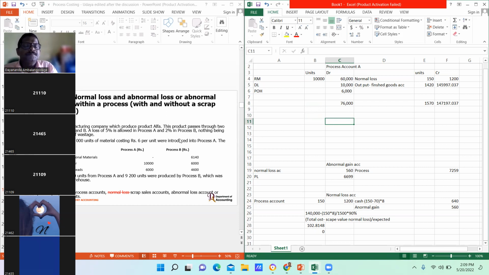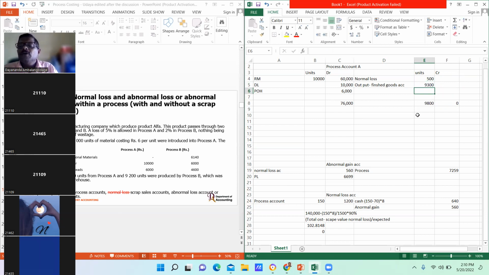What is the output? It says that 5% is normal loss. So 10,000 into 5% means how much? I think it's 500 units, right? We don't know this one, so I'm deleting this data. Output of the finished goods, they say the output was 9,300. Here 9,300. We put the output.